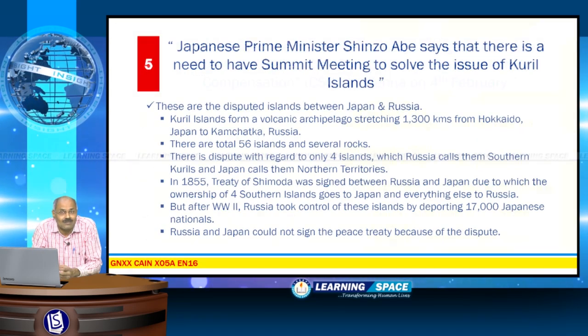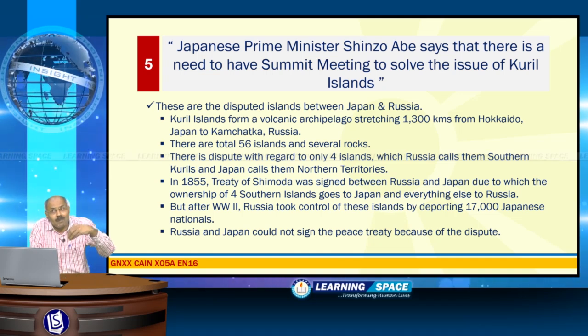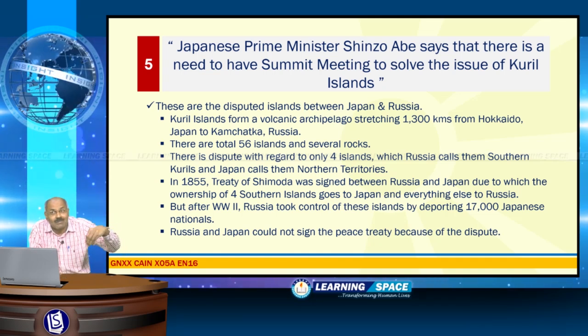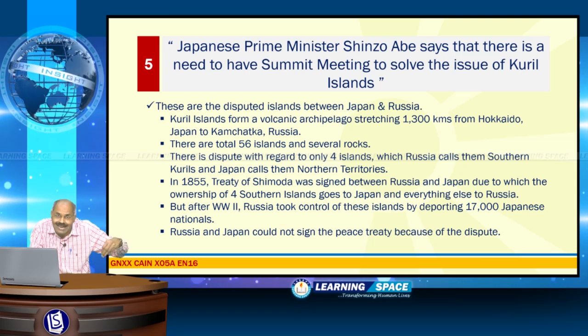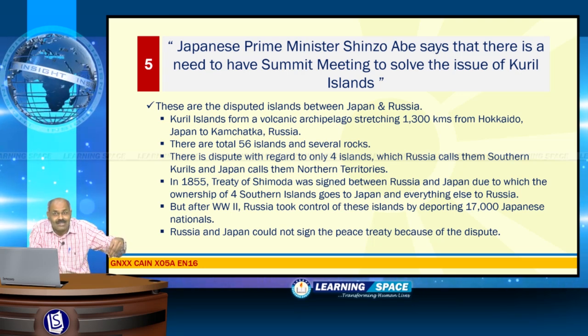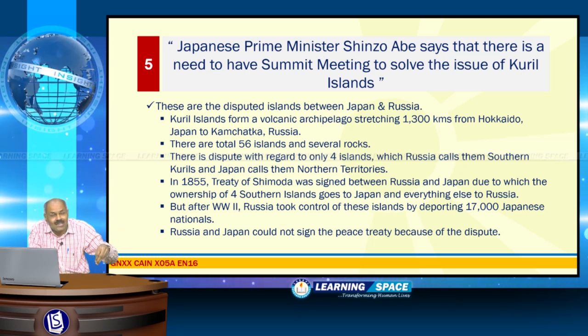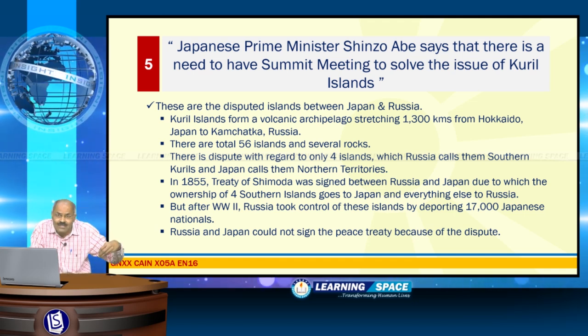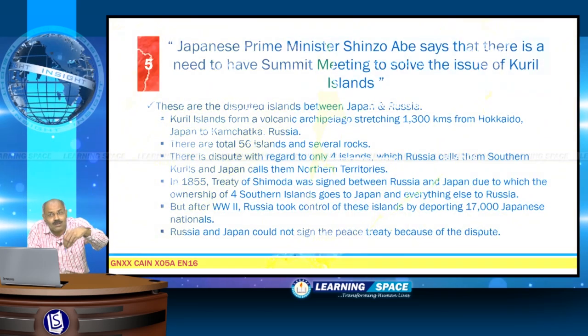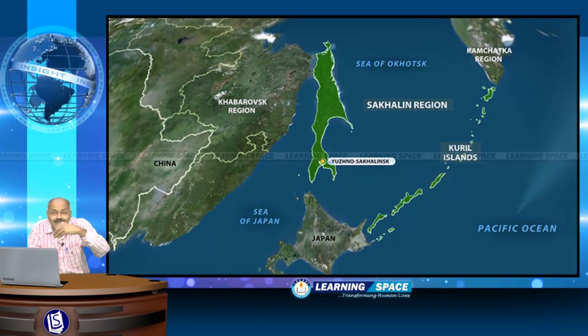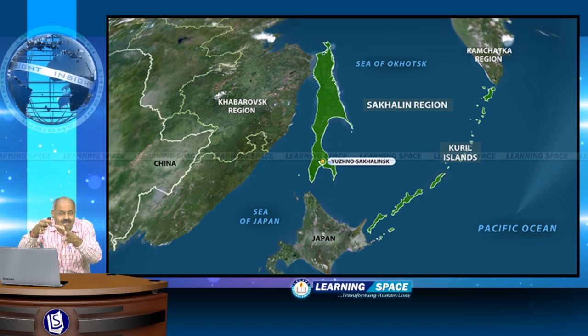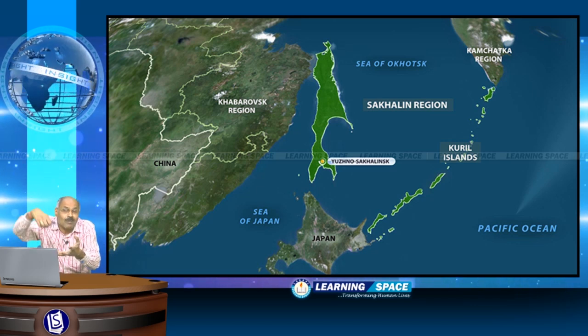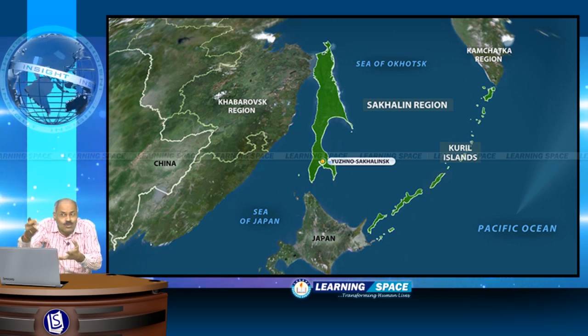Right friends, look at the next one. Japanese Prime Minister Shinzo Abe says that there is a need to have a summit meeting to solve the issue of Kuril Islands. Actually, these Kuril Islands are the bone of contention between Japan and Russia. Kuril Islands form a volcanic archipelago stretching around 1300 kilometers. Please look into this. They stretch from mainland of Japan to mainland of Russia. This is the Kuril Islands.